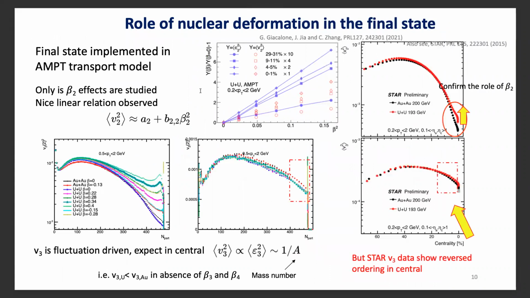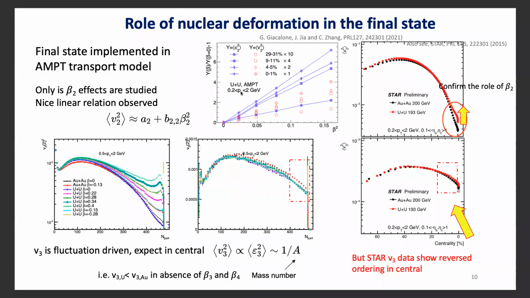So in the previous study, we mainly focused on the beta 2 role. In the STAR preliminary results, you can see the uranium v2 is enhanced; the gold is lower than uranium. This is mainly controlled by the quadrupole deformation in the uranium nucleus. And there's an empirical formula here: v2 is proportional to beta 2 square.